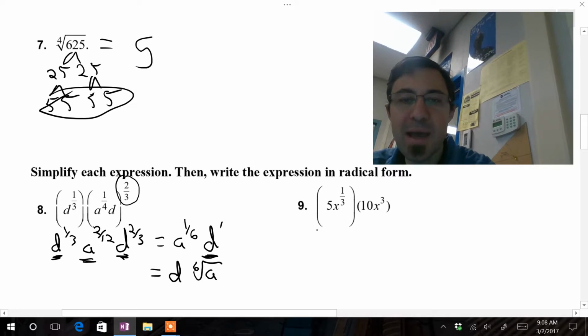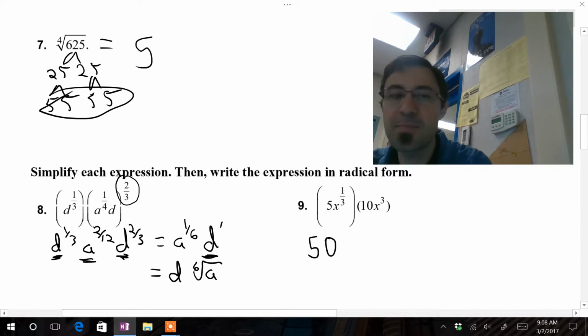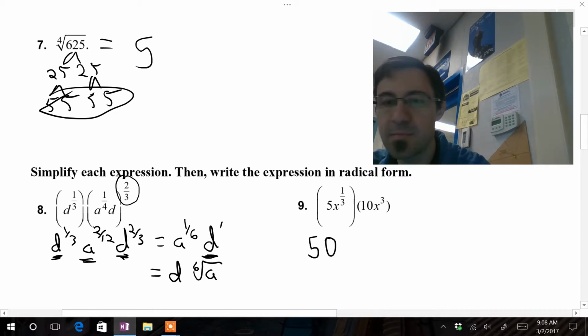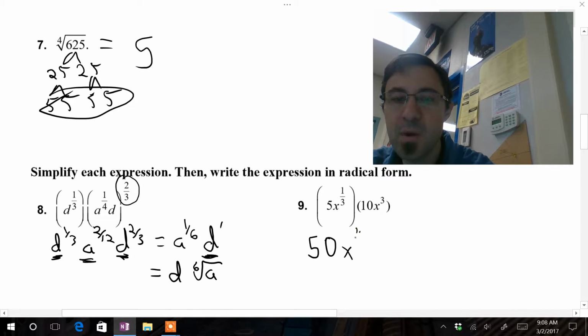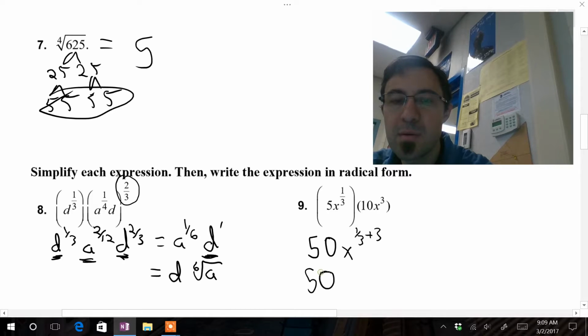All right, number 9, 5, and 10 becomes 50. There's no exponents on the outside of the parentheses like there was on number 8, so I can just start multiplying. And then I have 1/3 plus 3. Well, that's going to be 1/3 plus 9/3.